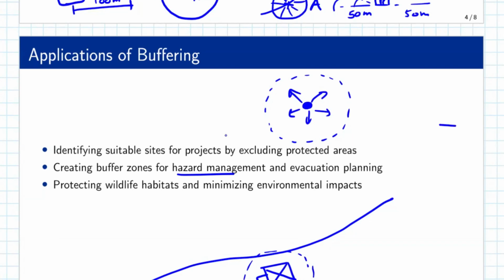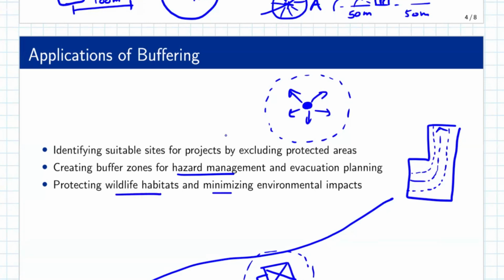If you look at buildings, in some buildings you have a certain route for exit, and also there is a certain buffer zone along those routes where you cannot put certain dangerous items. If you are following this route and any item is blocking your way, it seriously affects the evacuation planning. So that is another important use of buffering. Then, of course, protecting wildlife habitats and minimizing environmental impacts are all part of buffering.